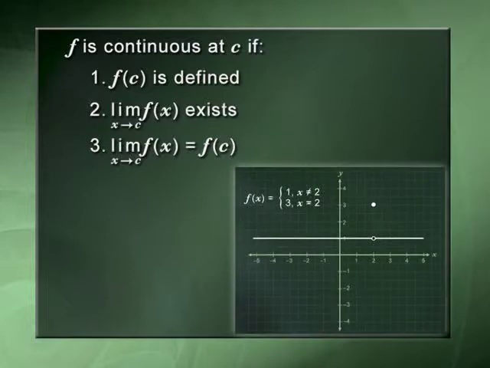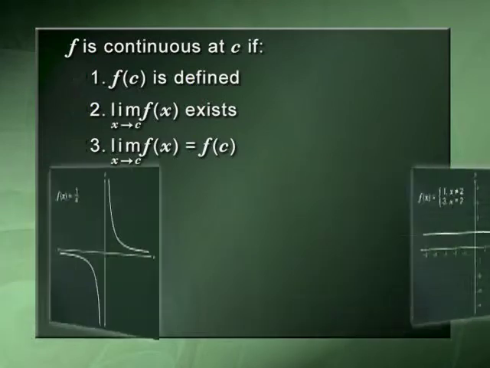For instance, in that previous example we saw, the hiccup function, the function was defined there, wasn't it? It was defined at 2. It also had a limit as I approached 2, but they didn't agree. It hiccuped up to 3. It didn't respect its limit. I like to say it that way. The value of the function did not respect the limit as I approached.